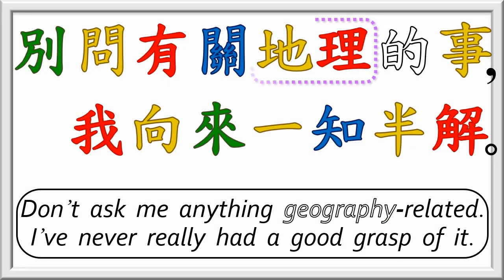We'll start with the terraced landscape to create the word for geography, 地理。别问有关地理的事，我向来一知半解。Don't ask me anything geography related. I've never had a really good grasp of it. Notice the idiom 一知半解, literally half knowledge, meaning to have only a superficial or inadequate understanding of a subject.